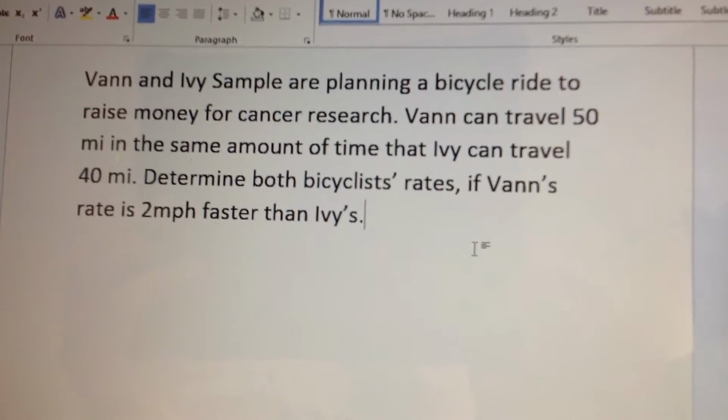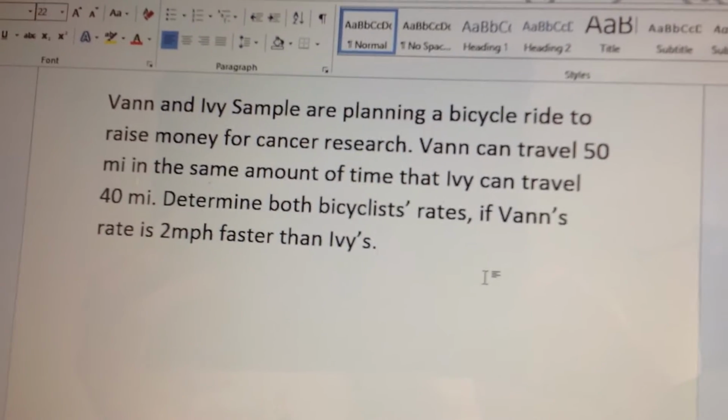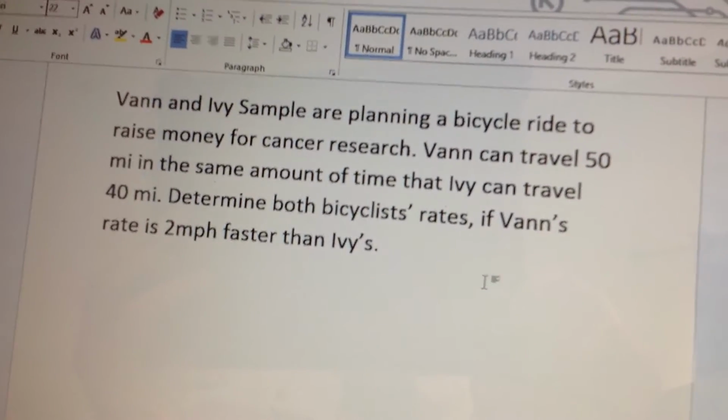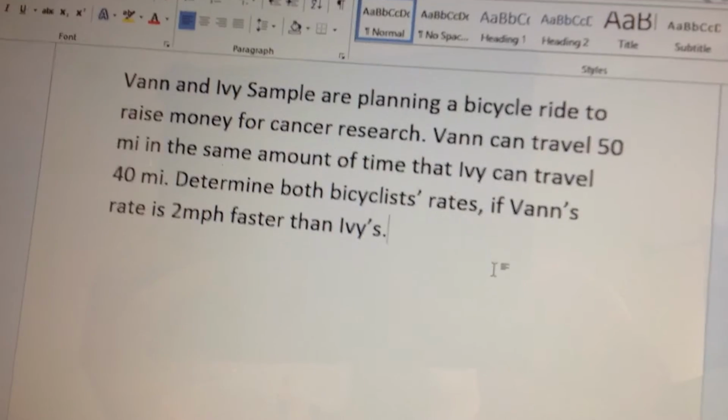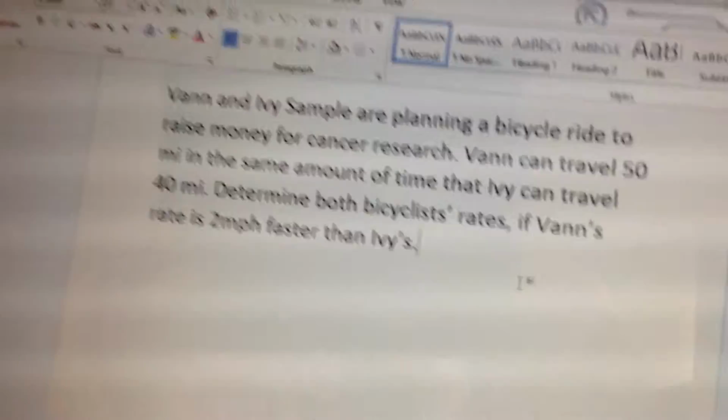Van and Ivy's sample are planning a bicycle ride to raise money for cancer research. Van can ride 50 miles in the same amount of time that Ivy can ride 40. Determine both bicycles' rates if Van's rate is 2 miles per hour faster than Ivy's.